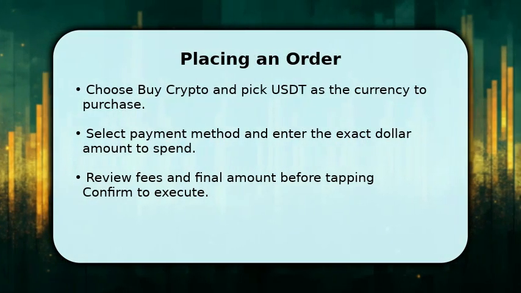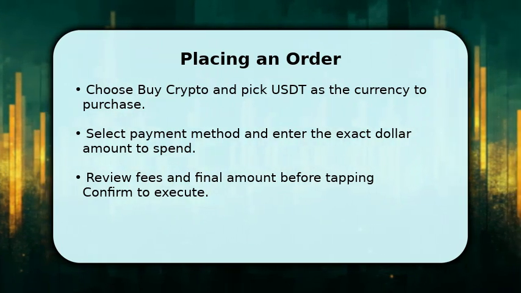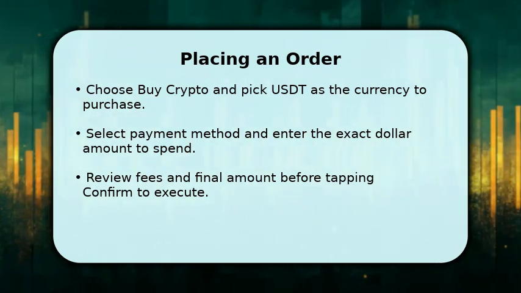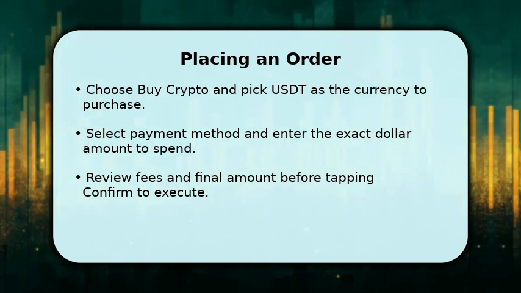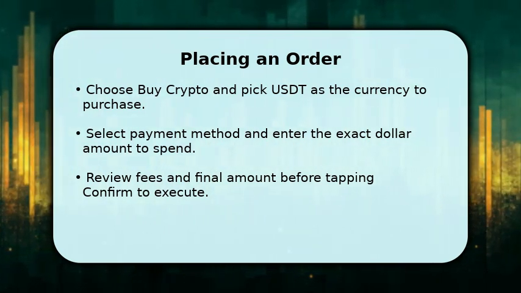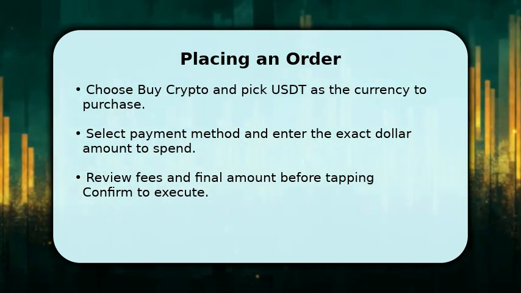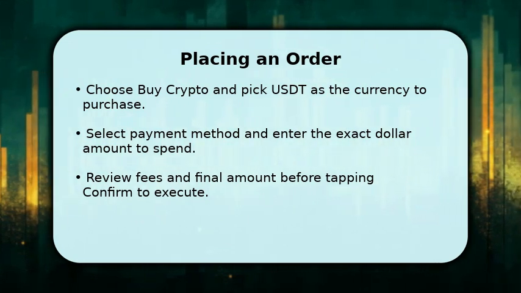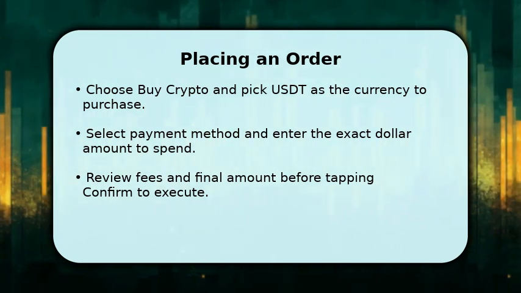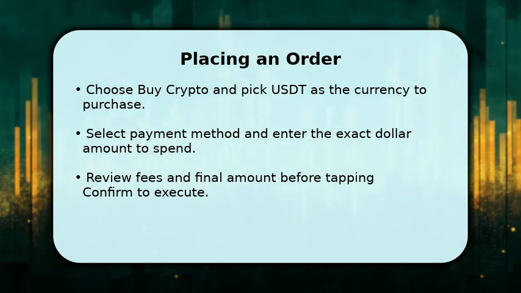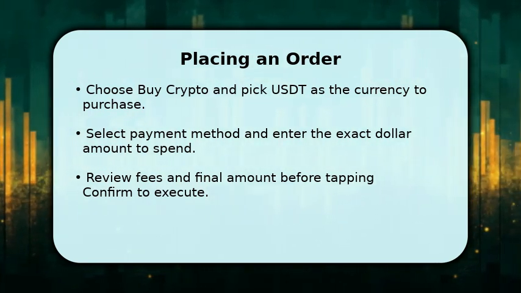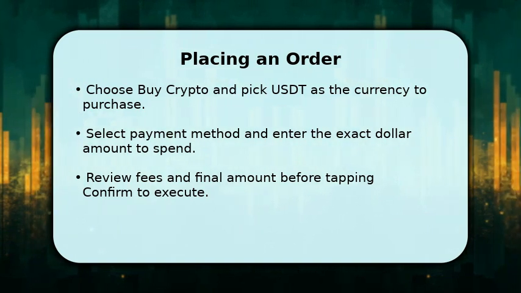To place an order, navigate to Buy Crypto and choose USD as the asset to buy. Select your payment option, whether card, bank transfer, or existing crypto balance, and enter the amount you want to spend. Double-check the displayed fees, price, and received USD amount before confirming. After confirmation, monitor your Binance wallet for the USD deposit and save any transaction ID for your records.